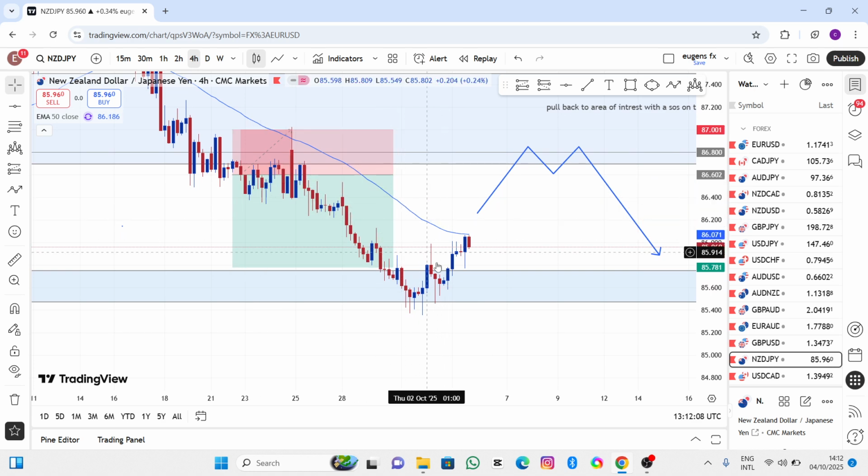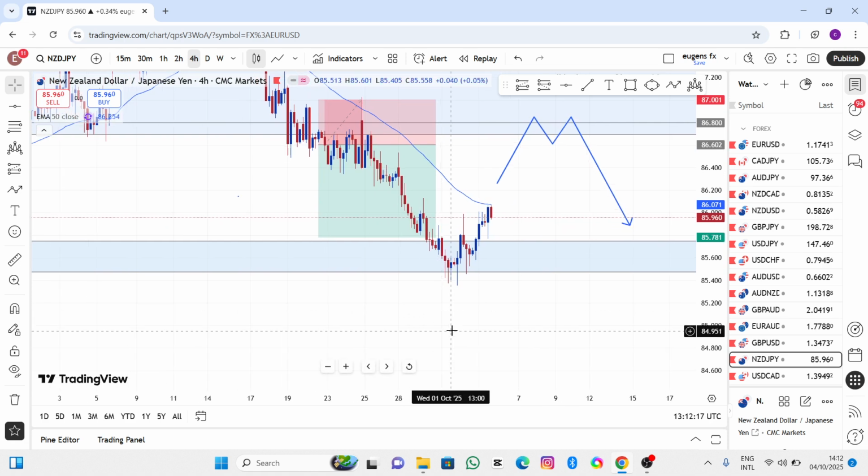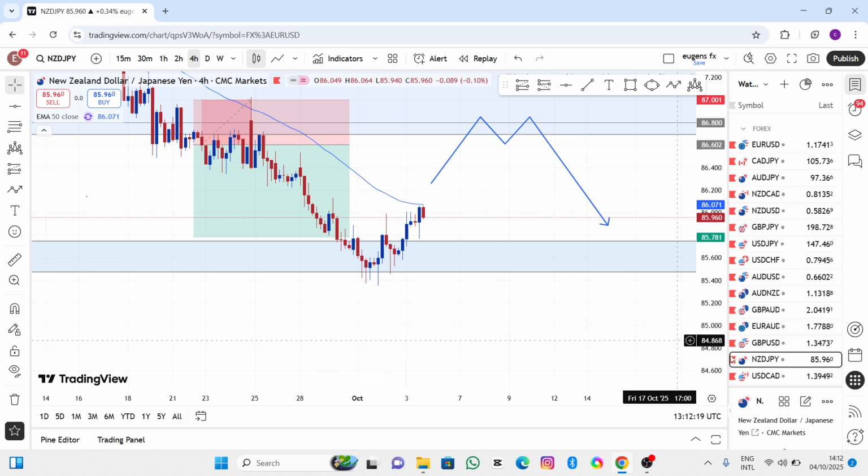So basically, that's what we wait for here after the counter trend, for market to pull back to this area and shift structure to sell. But this might not even happen this week. This week might just be the counter trend, then maybe next week the main sells.